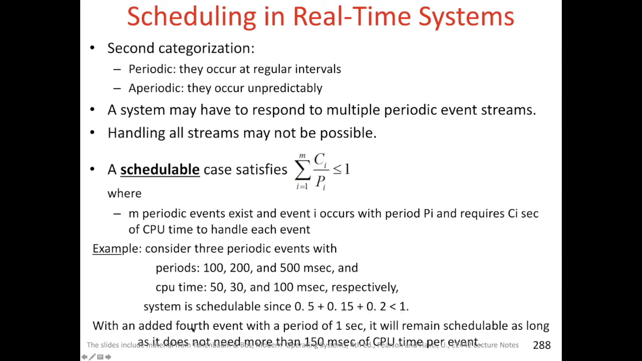With an added fourth event with a period of 1 second, the system will remain schedulable as long as it does not need more than 150 milliseconds of CPU time per event, because the summation of all these is 0.85, so the difference from one is 0.15. So it makes 150 milliseconds.